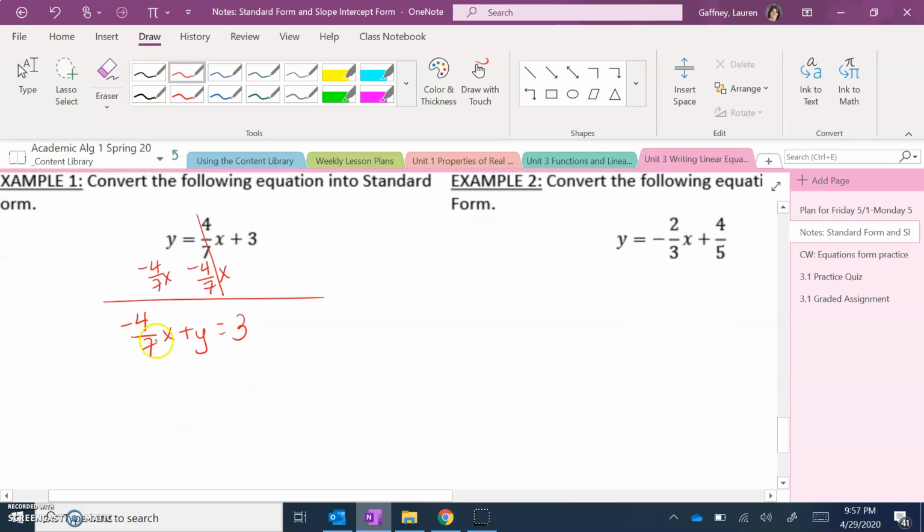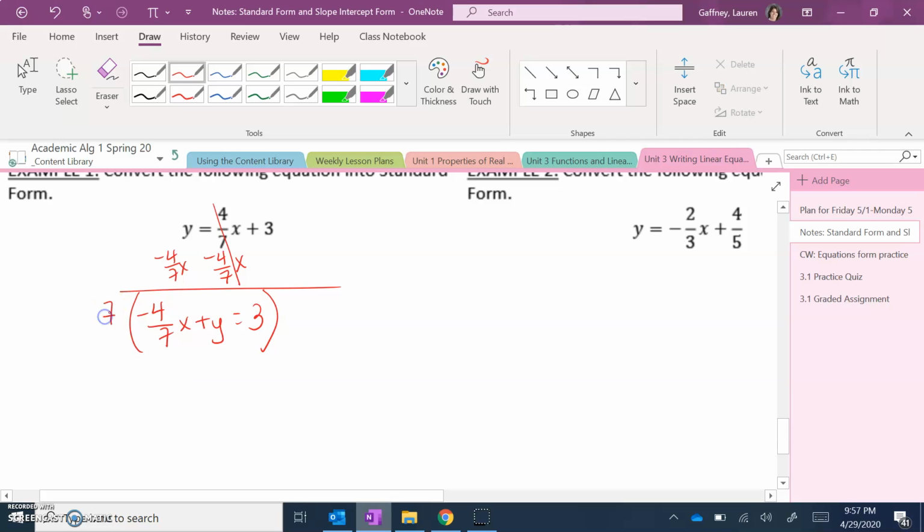So since this has a 7 in the denominator, to knock it out or get rid of it, we would multiply by 7. But you can't just multiply that piece. You have to multiply every single piece by 7 on both sides of the equation. And you can totally use a calculator for this if you want to, but if you take 7 times negative 4/7 x, you'll just be left with a negative 4x.